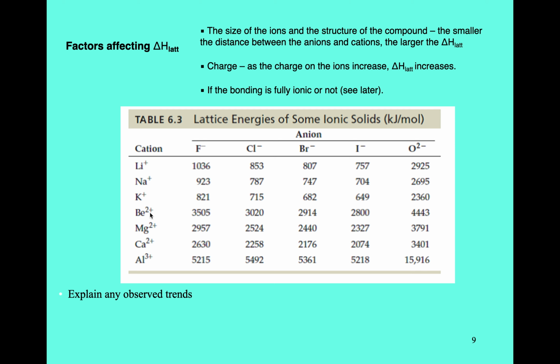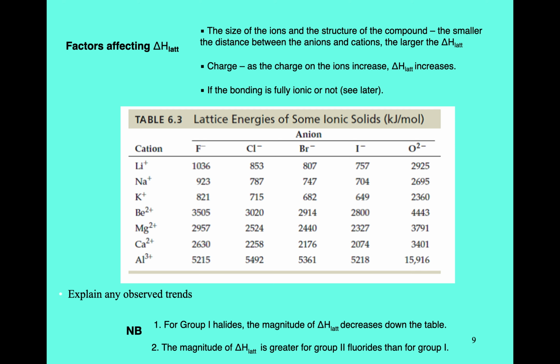So it's fairly clear. A couple of points to note, just so you've got these notes down definitely. Group 1 halides, the magnitude of delta H lat decreases down the table. That makes sense, doesn't it? You can see that decrease. That's very clear, that trend. And the magnitude of delta H lat is greater for group 2 fluorides than for group 1. So group 2 fluorides, lithium and beryllium, sodium and magnesium, there's a massive increase in the lattice enthalpy.